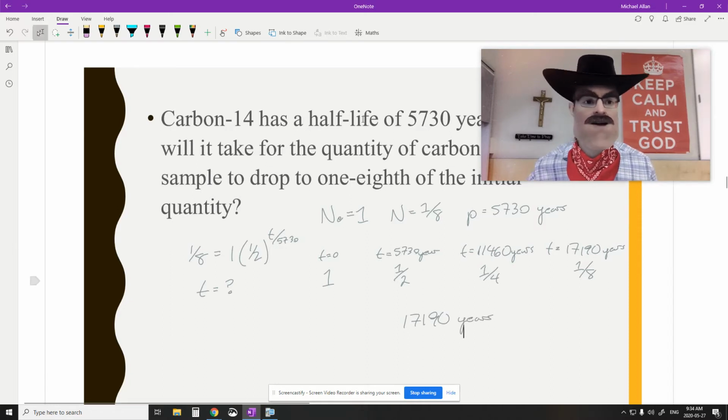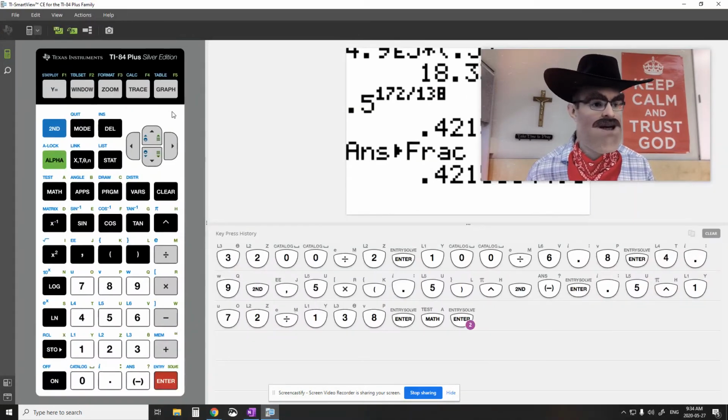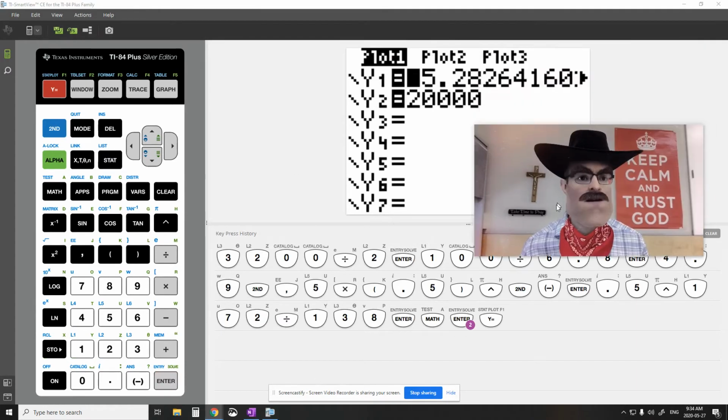Now you could do this on the calculator too. So we set up the equation, so that's good. If I want to put this in my calculator here, let's move my head out of the way.